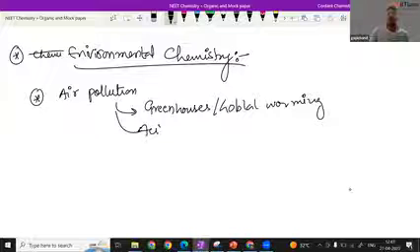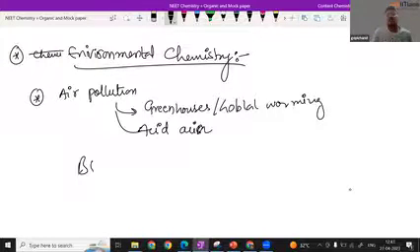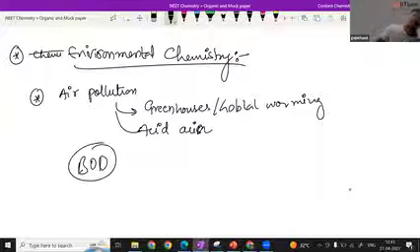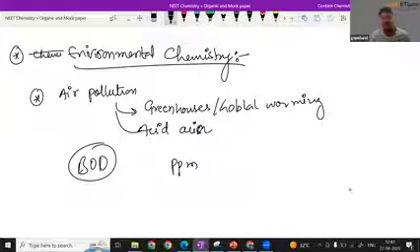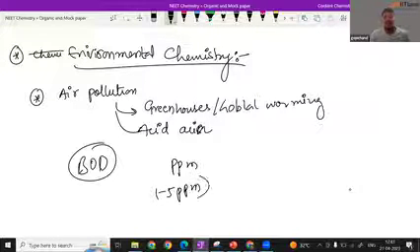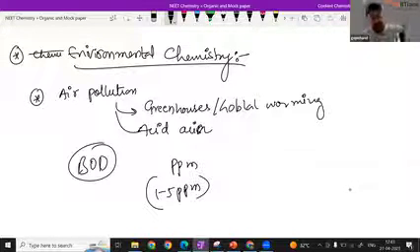So these are some of the pollution topics they will ask about: acid rain, air pollution, and water pollution. In water pollution, you will mainly talk about BOD, biological oxygen demand. They will ask about the concentration in terms of ppm. Like if you see pure water, the BOD will be 1 to 5 ppm. So this is another important thing.